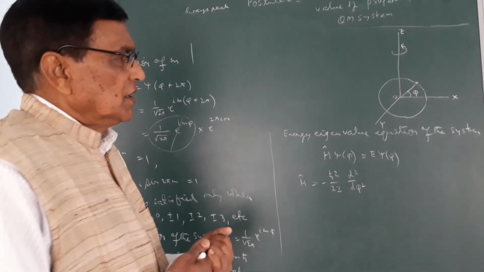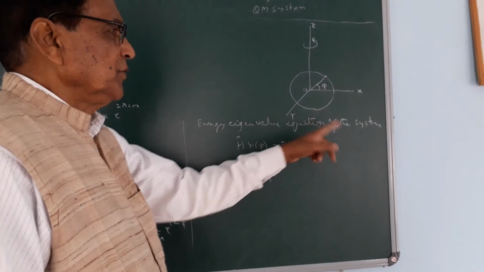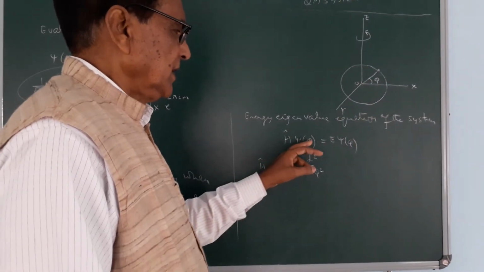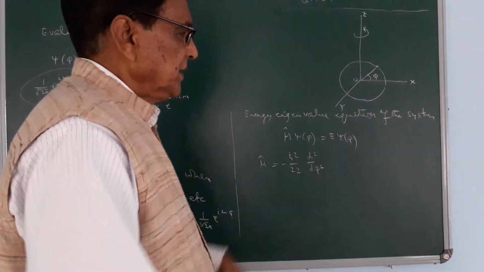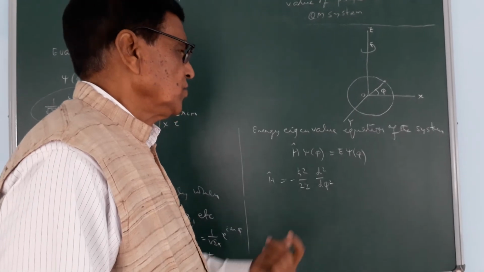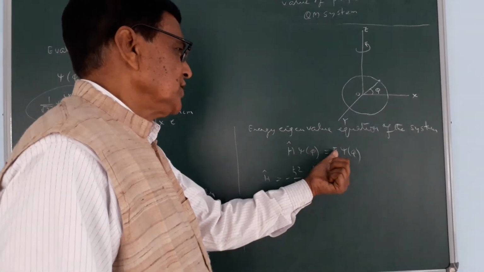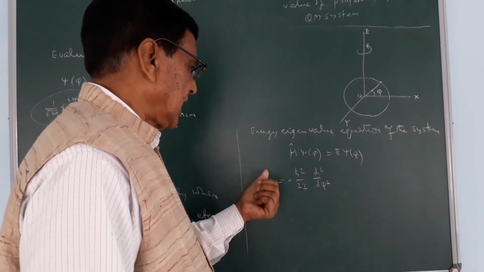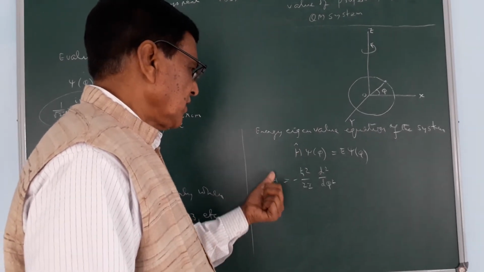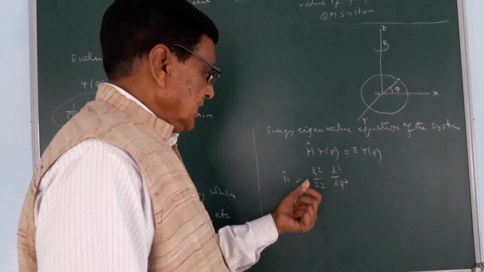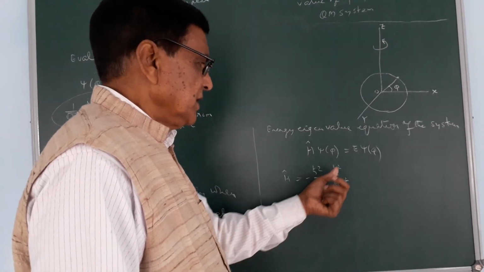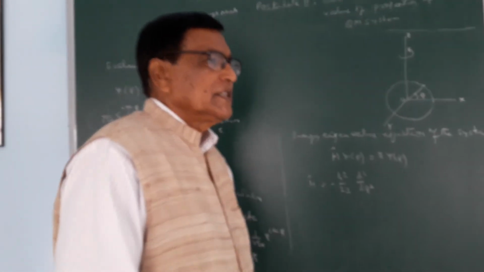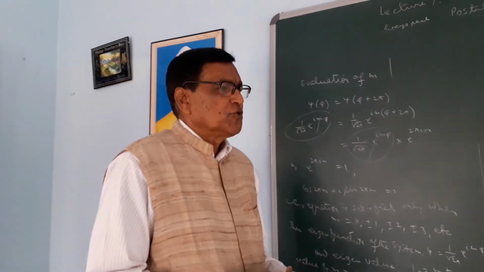I can suggest for the students to see the energy eigenvalue equation for the system, H cap psi phi equal to E psi phi. Whenever you solve this equation, you will find the expressions of psi phi and also the energy value of this system. Already discussed, the Hamiltonian operator for this energy property equal to minus h cross square divided by twice I, where I is the moment of inertia of the system, d2 by d phi square. This is all about postulate number 2.